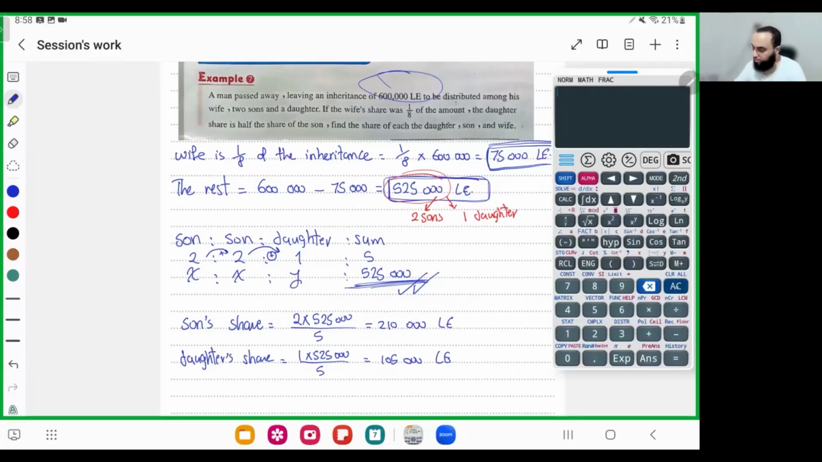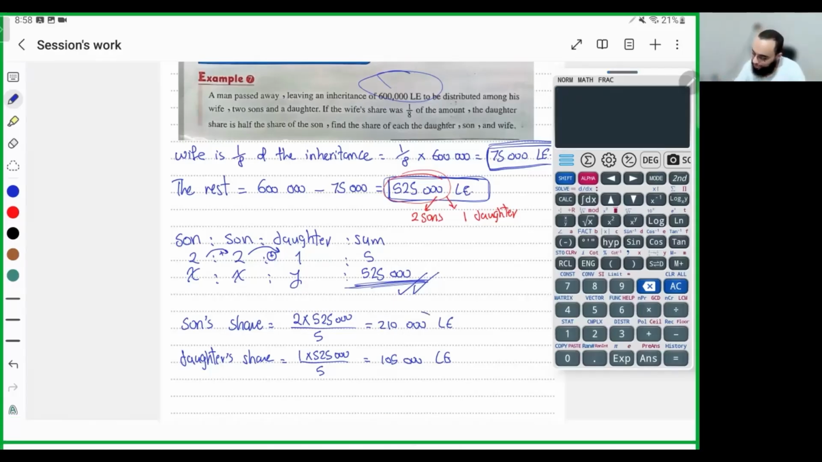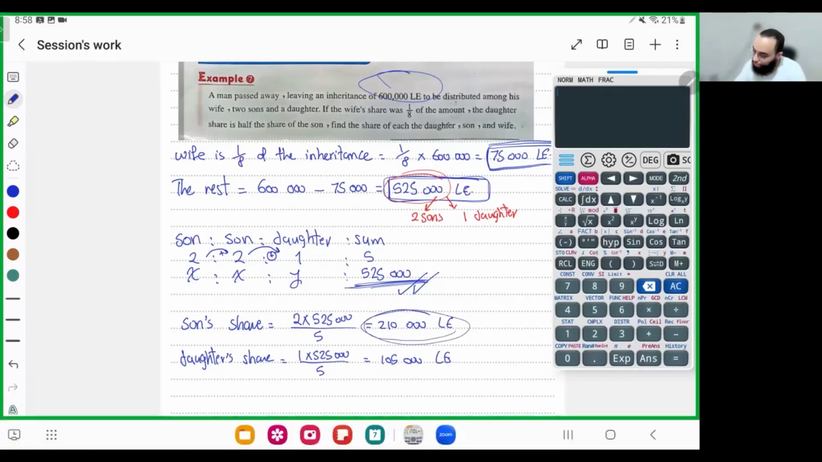Why, while we're adding them, is it not correct? Yeah, I got it. We have two sons, not only one son. Then this number must be repeated. It's 210,000 for the first son, another 210,000 for the second son, and the daughter, which is 105,000. Yes, it's correct. We have two sons, not only one son. Okay? Yes. Thank you.